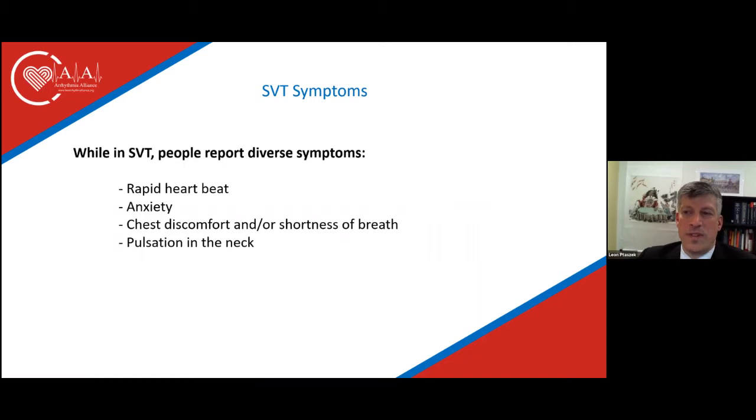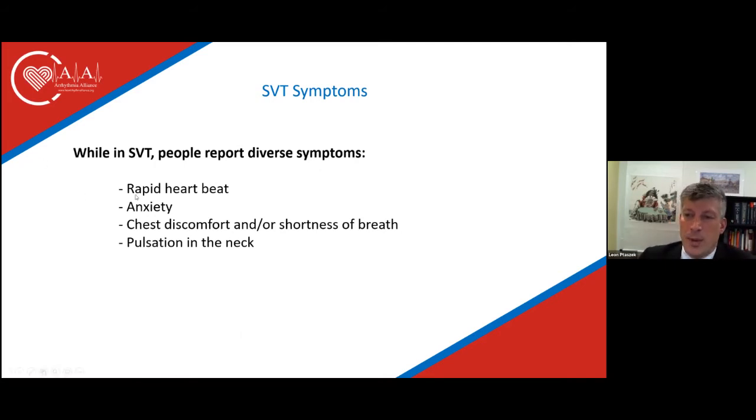While they're in supraventricular tachycardia, people report a very wide array of symptoms. These include not just that rapid and regular heartbeat that I was telling you about. Sometimes people will feel like they're anxious. And one of my teachers, while I was training, told me that the symptoms associated with anxiety can be indistinguishable from the symptoms associated with a fast heart rhythm. And it may take some doing to figure out which is contributing to a particular person's symptoms, because anxiety and SVT are both common phenomena, and it's possible that both can be present in the same person.